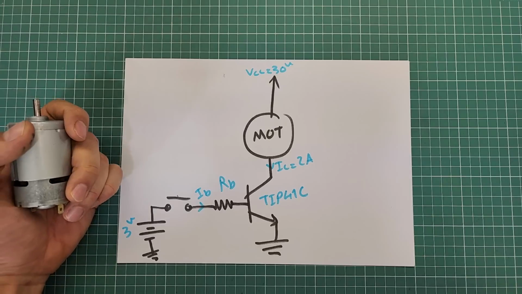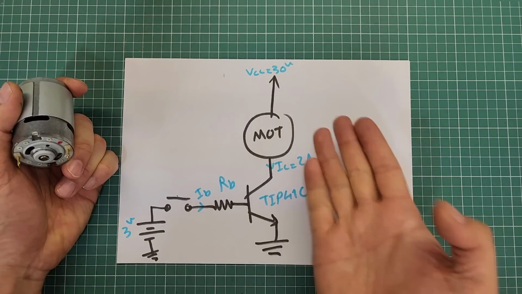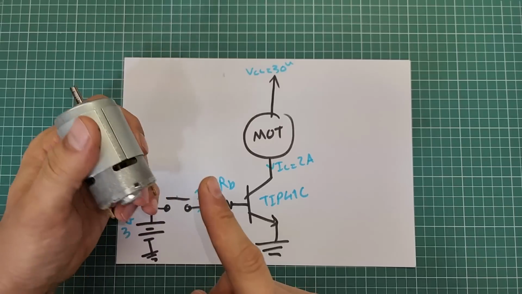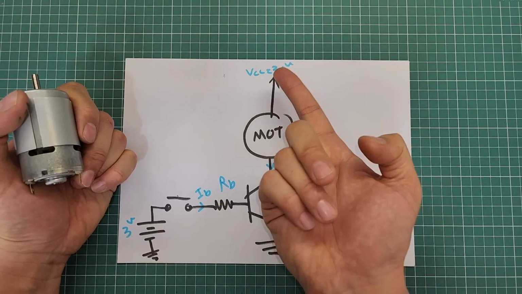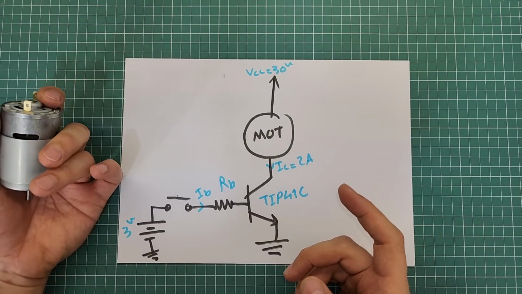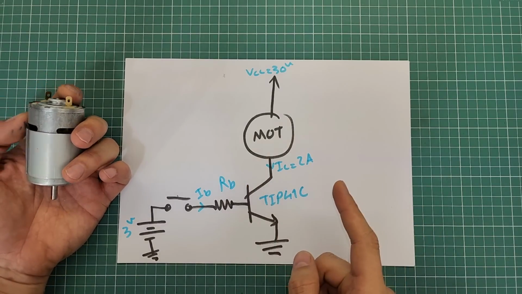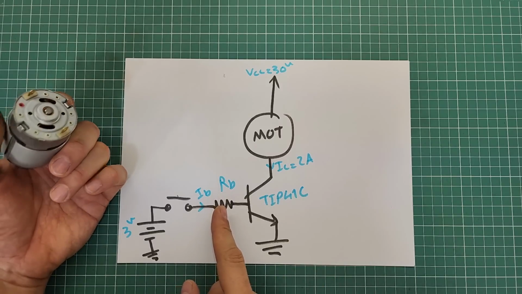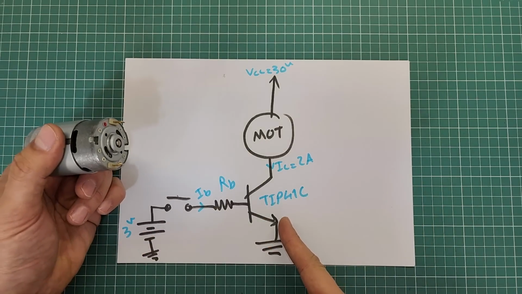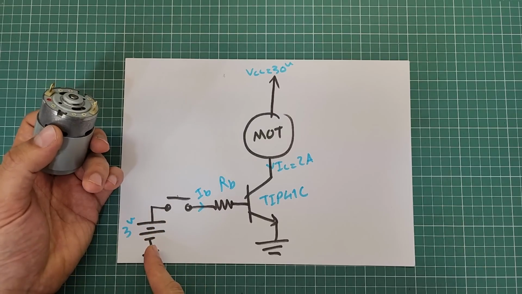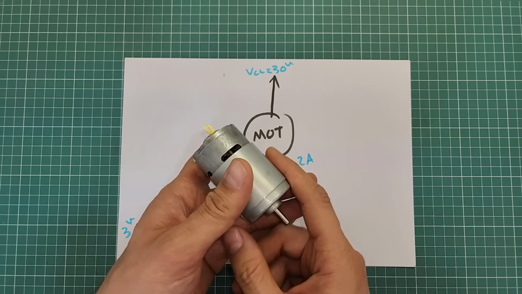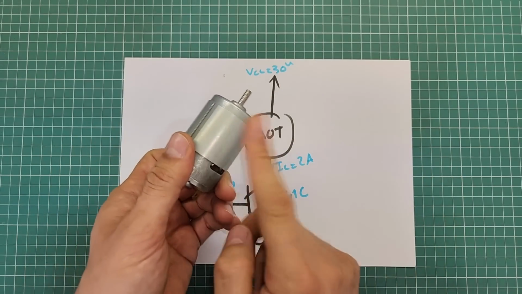Assume that we are going to calculate the best base resistor for the circuit. Based on the information provided by the vendor, this motor operates on 30 volts, so VCC is 30 volts here, and it draws up to 2 amperes. Then the IC is about 2 amperes. Now we are going to select the best base resistor in the circuit to safely and easily switch this motor using this transistor. Here we have a 3-volt battery which is going to drive the base current, and there is another power supply here to drive the DC motor.